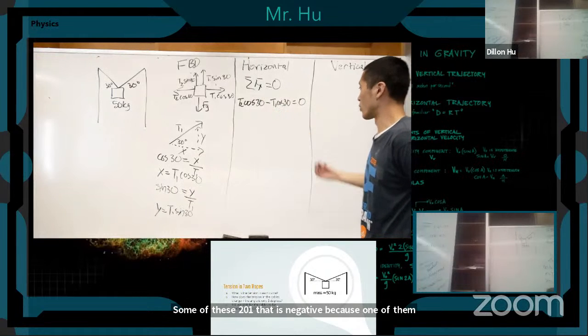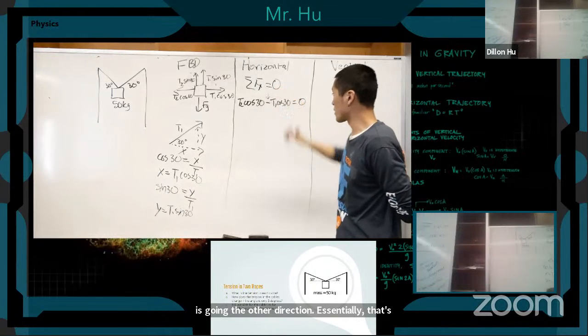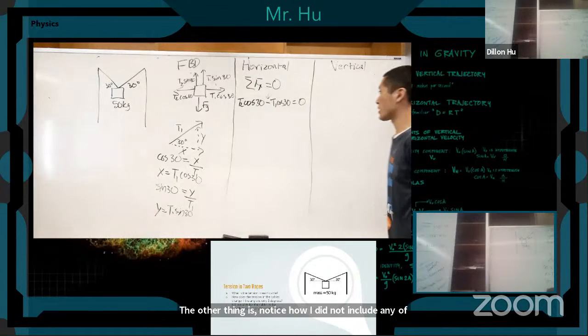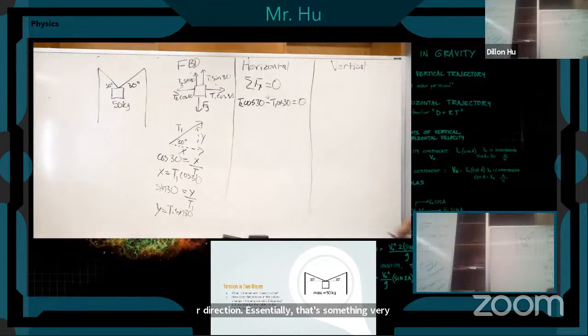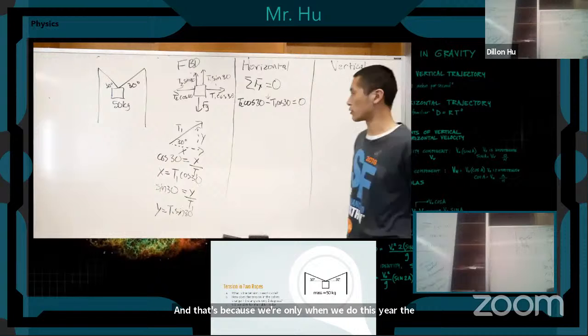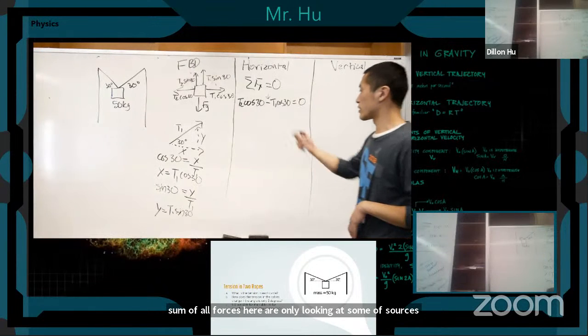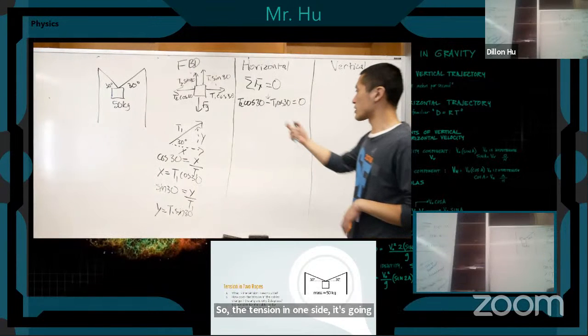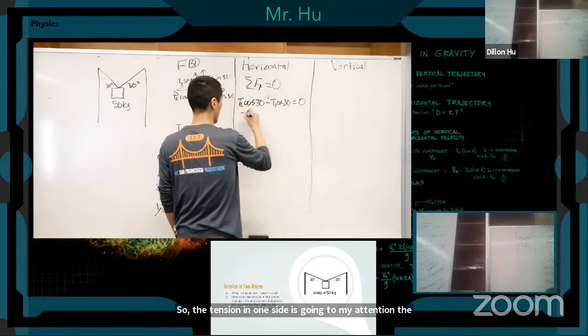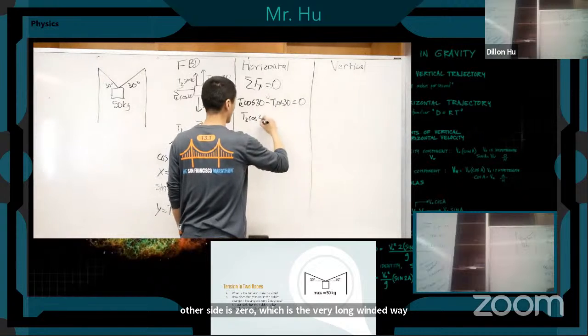So that's something very important. Make sure you think about the sums here. Notice how I did not include any of the vertical forces, because when we do the sum of all forces here, we're only looking at the sum of forces in one particular direction. So the tension on one side minus the tension on the other side equals 0, which is just a long-winded way of saying that the tension going right equals the tension going left.